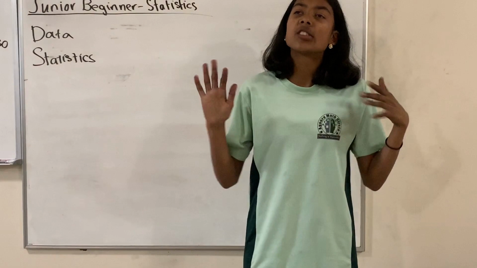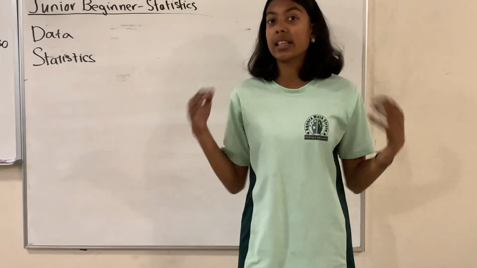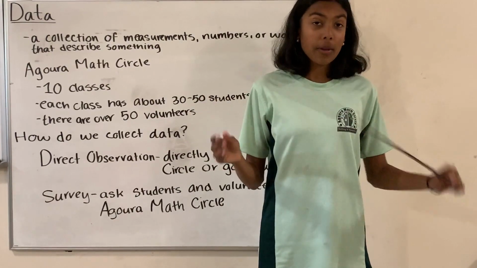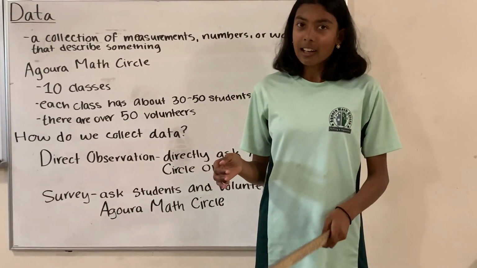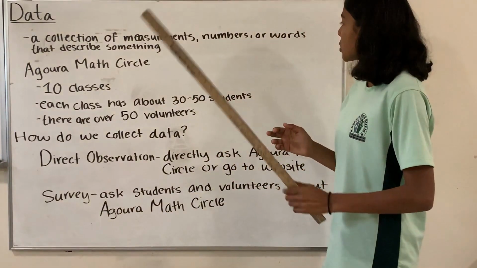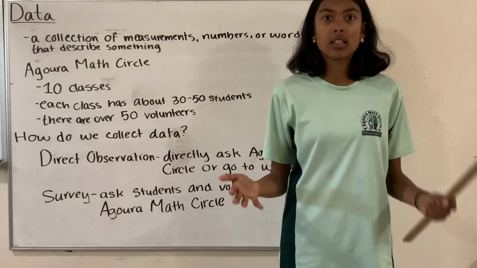Junior Beginner. We have two main topics today, which are basically data and statistics. So our first topic, as you may know, is data. And what is data? Data is basically a collection of measurements, numbers, or words that describe something.